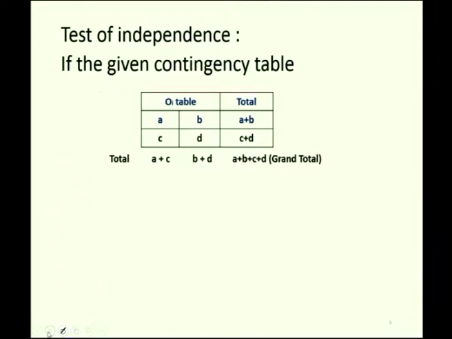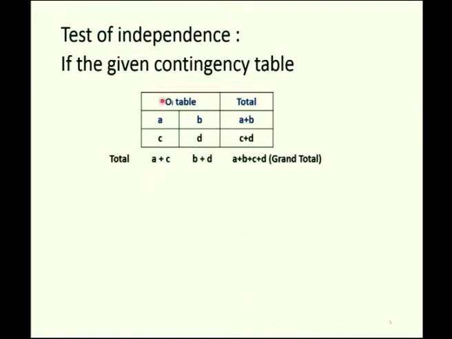Now, this is the contingency table of a 2 cross 2, that is 2 rows and 2 columns, where the OI table will be given in the question, or you have to frame it sometimes. OI is the observed frequency table, and then EI table has to be calculated using the formula row total into column total divided by grand total. Each cell stands for its corresponding row total into its corresponding column total divided by grand total. So, the test of independence, this is the contingency table and this is a 2 cross 2 table.